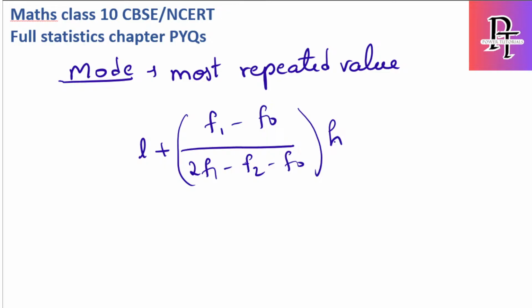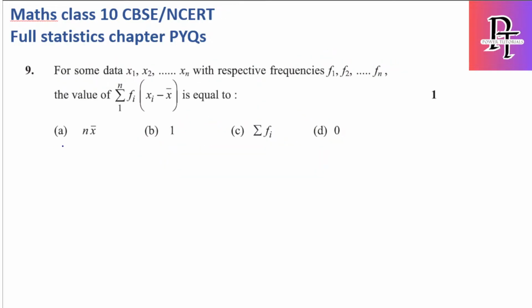Okay, so let's see the previous year questions, starting with 1 mark questions. These are the 1 mark questions from this chapter in the 2024 paper. The first one we'll solve now. For some data x1, x2 and so on up to xn, with respect to the frequency values provided, we need the value of this expression. For this, first I will break these two terms.